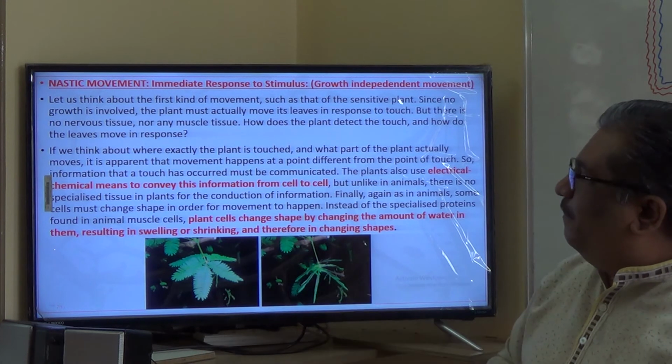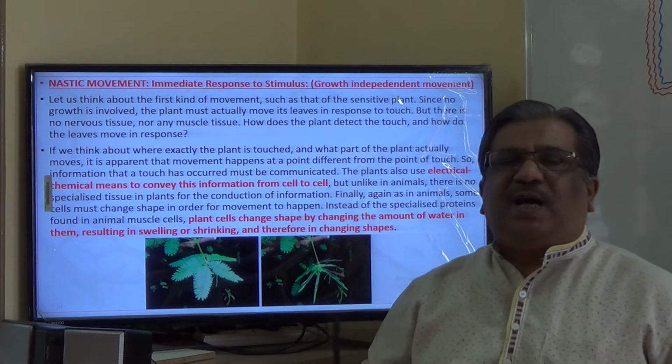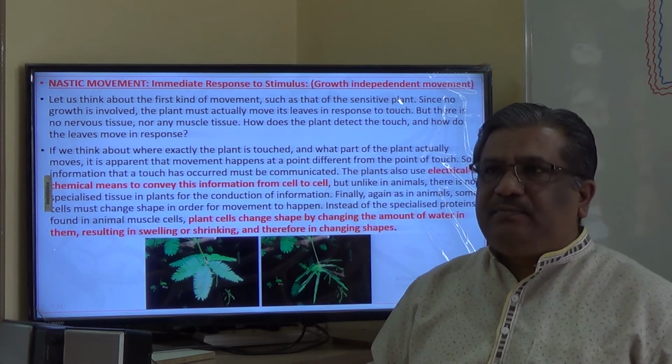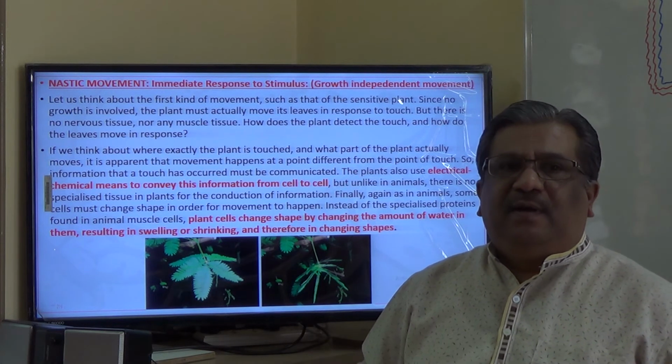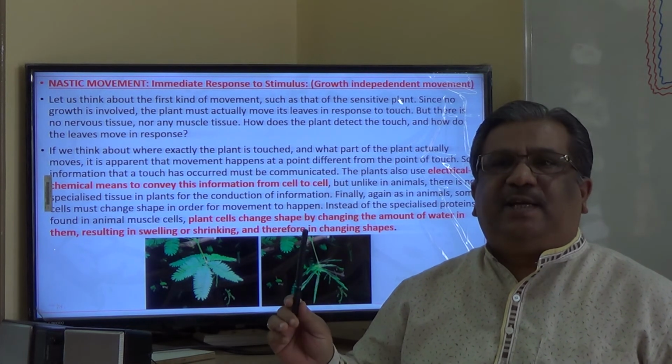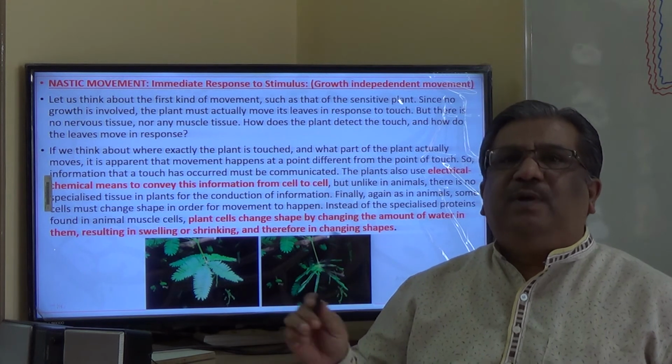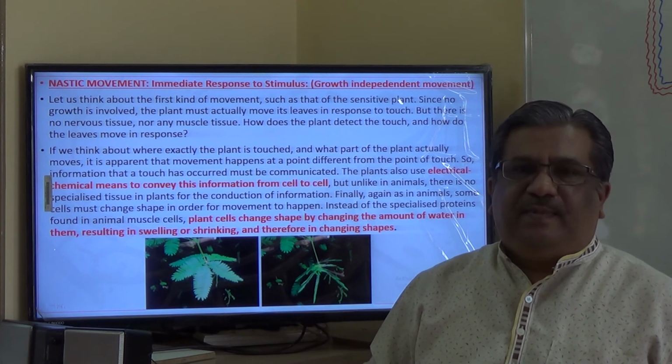A question can come, what are nastic movements? Give an example and how the movements take place. Explain how the movements takes place in plants.